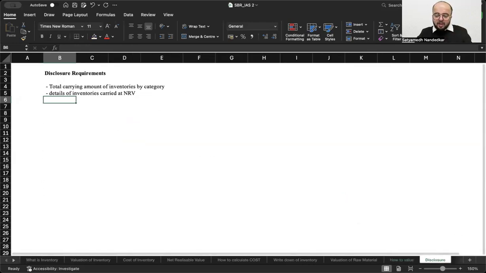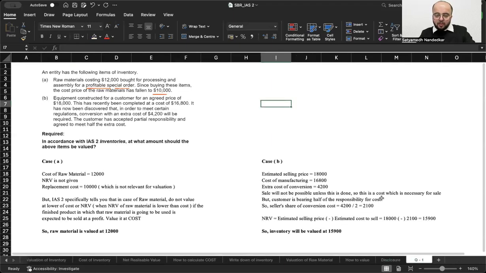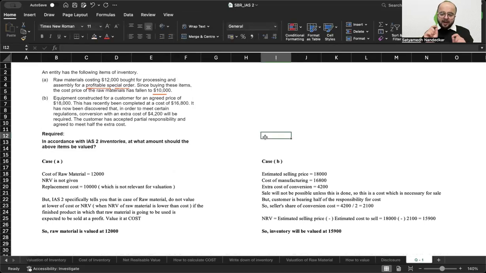And in terms of disclosure requirements, total carrying amount of inventories by category, details of inventories carried at NRV, all of these details would have to be provided in your disclosure requirements in the accounting standard. Now, let's look at a question and understand how inventory valuation is done.